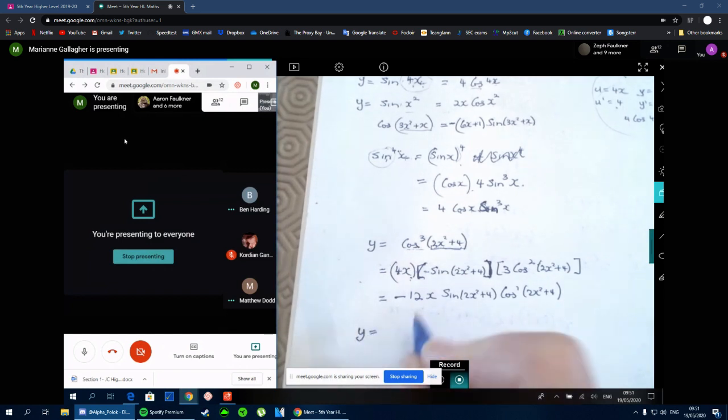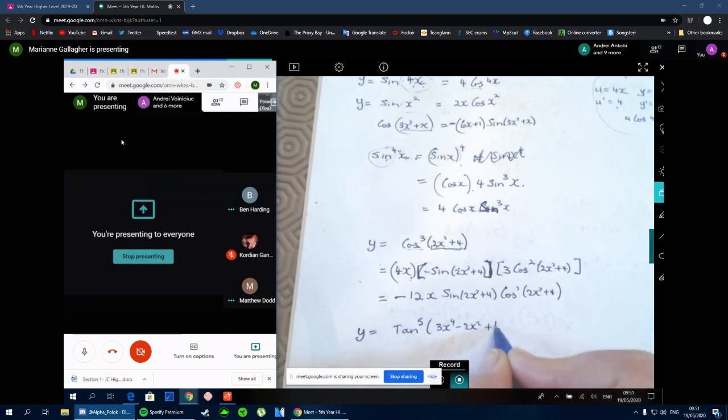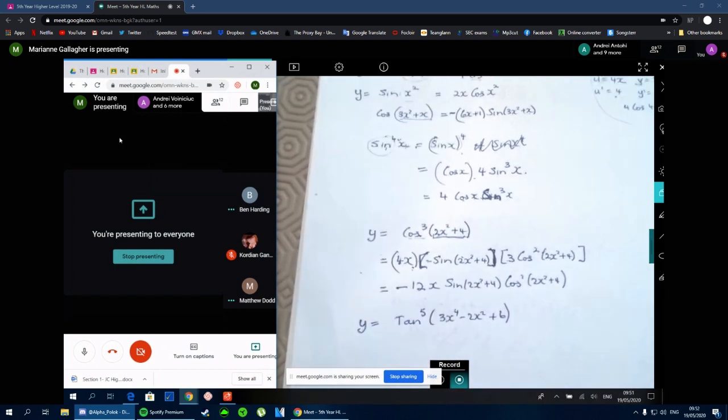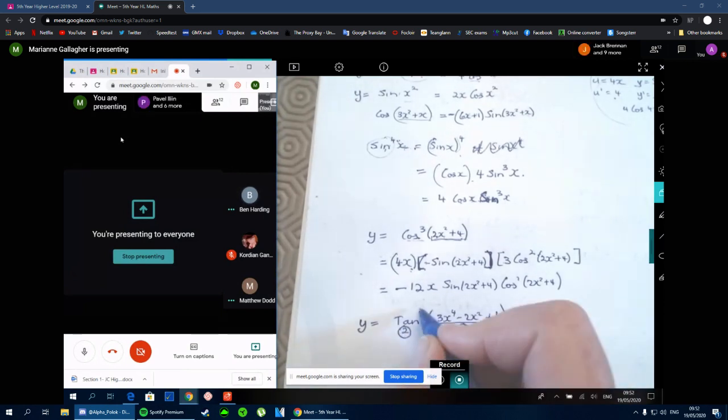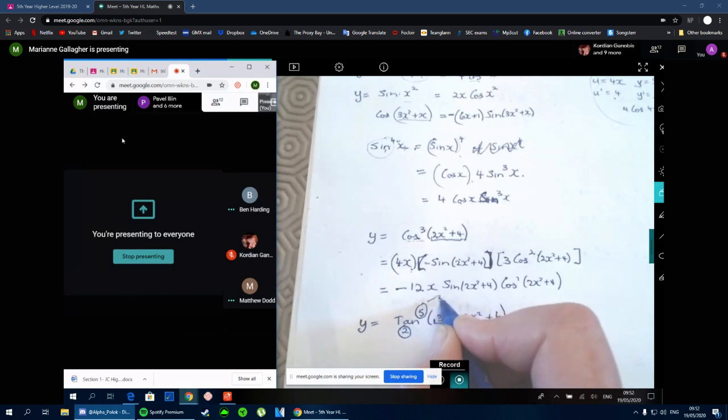Say y is equal to tan to the power of 5 times 3x to the 4 minus 2x squared plus 6, okay? I'm making these pretty complicated. This is our first function. That's number 1. Tan is number 2, and this power is the third function.